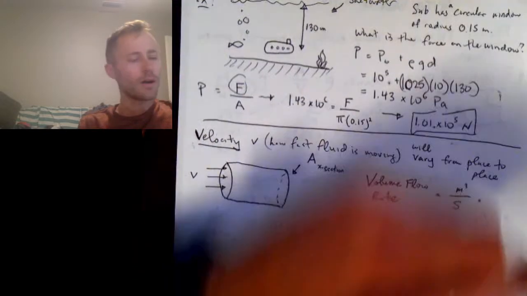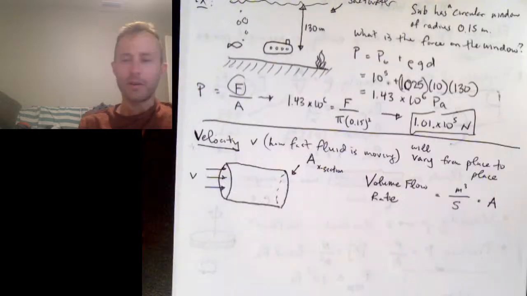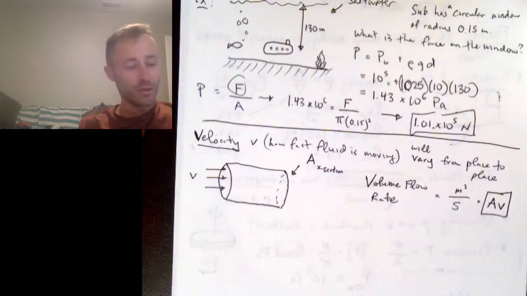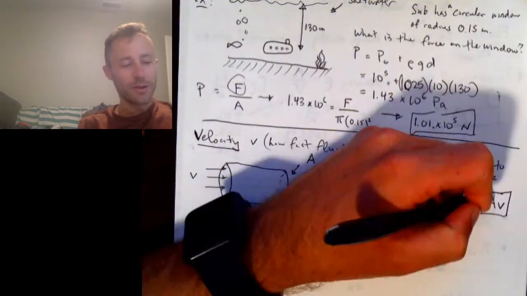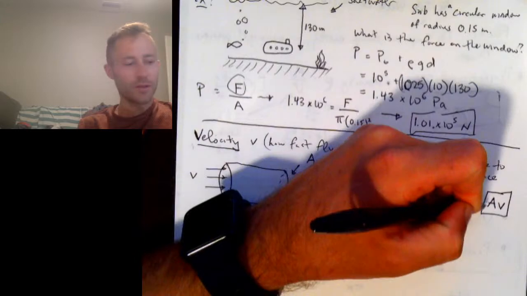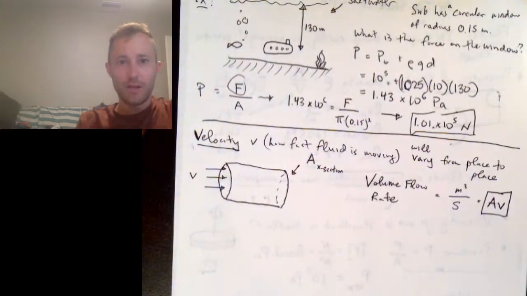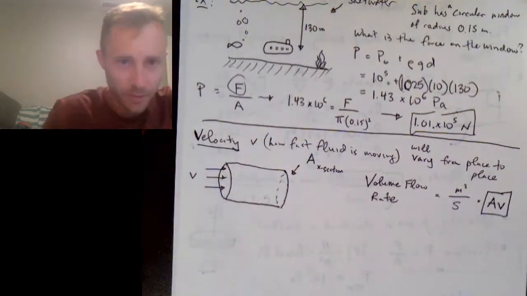Okay, so if you want to calculate volume flow rate, it is equal to the area of the pipe times the speed, AV. You can check that it has the right units because area is meters squared, speed is meters per second, so you multiply those two together, you get cubic meters per second.